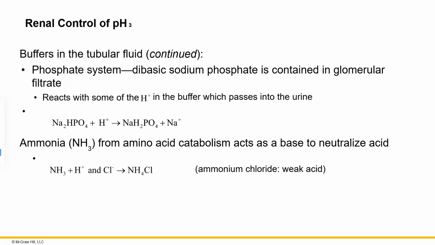In the phosphate system, dibasic sodium phosphate is contained in the glomerular filtrate. It reacts with some of the hydrogen in the buffer, which passes into the urine. Ammonia, from amino acid catabolism, acts as a base to neutralize acid.